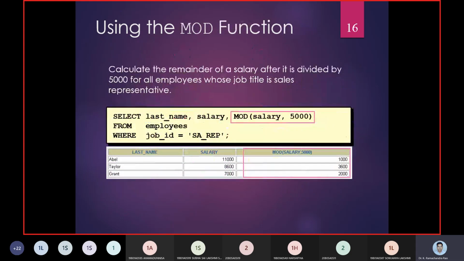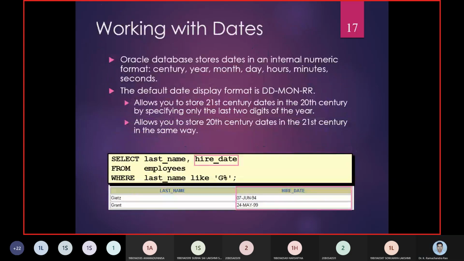So modulo we discussed, and the other interesting thing was how to work with dates. So in SQL, the date functions were dd, month, and year.